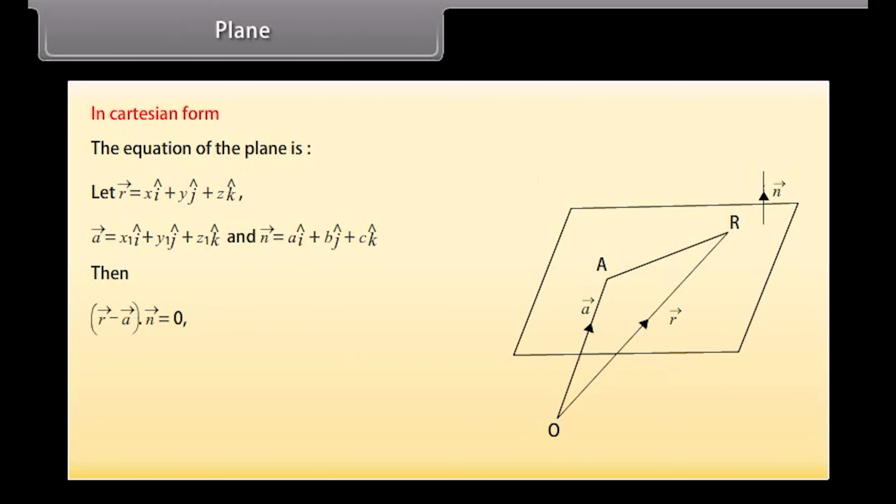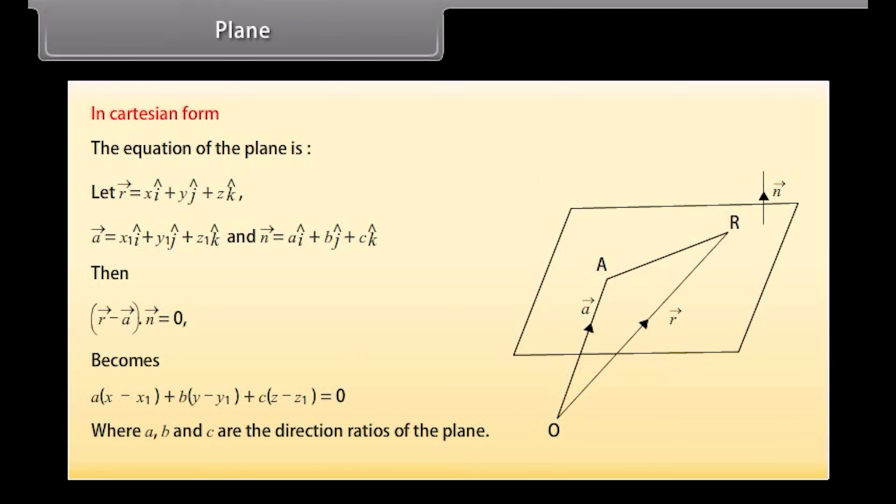Then, dot product of vector R minus vector A and vector N equals 0 becomes a into (x minus x1) plus b into (y minus y1) plus c into (z minus z1) equals 0, where a, b, and c are the direction ratios of the plane.